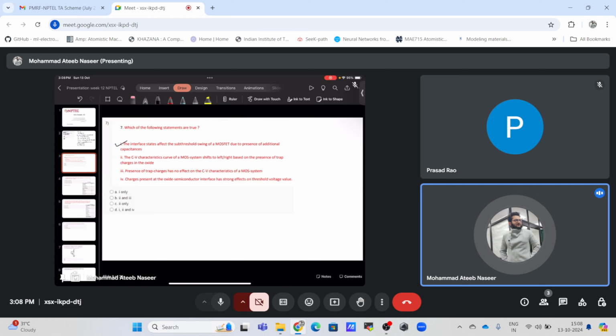Also, the CV characteristics of a MOS system shift left or right based on the traps present in the oxide. This we have also seen, how the oxide charges can shift the threshold voltage and how it can shift the CV curve, and this is also true. The statement that presence of trap charges has no effect on CMOS is false. And charge present at the oxide semiconductor interface has strong impact on the threshold voltage, so this is also true. So three options are true, and option D is the correct option to go.